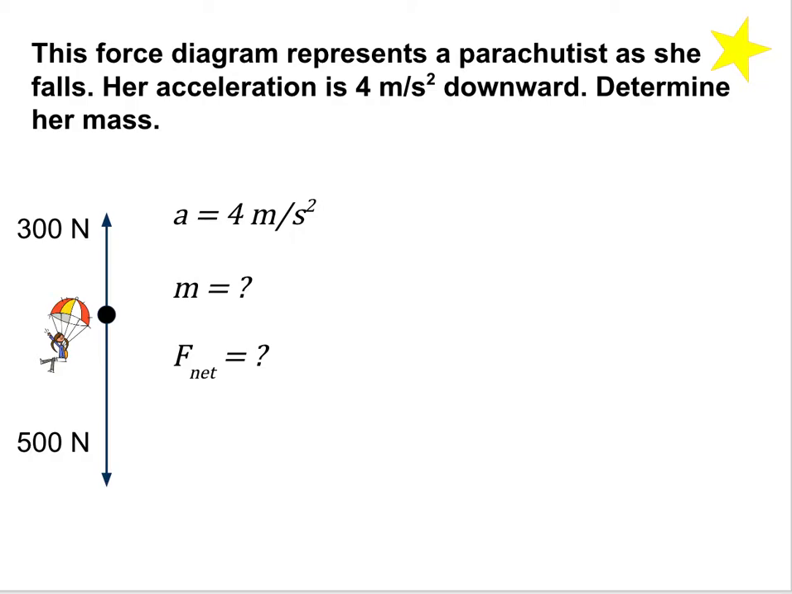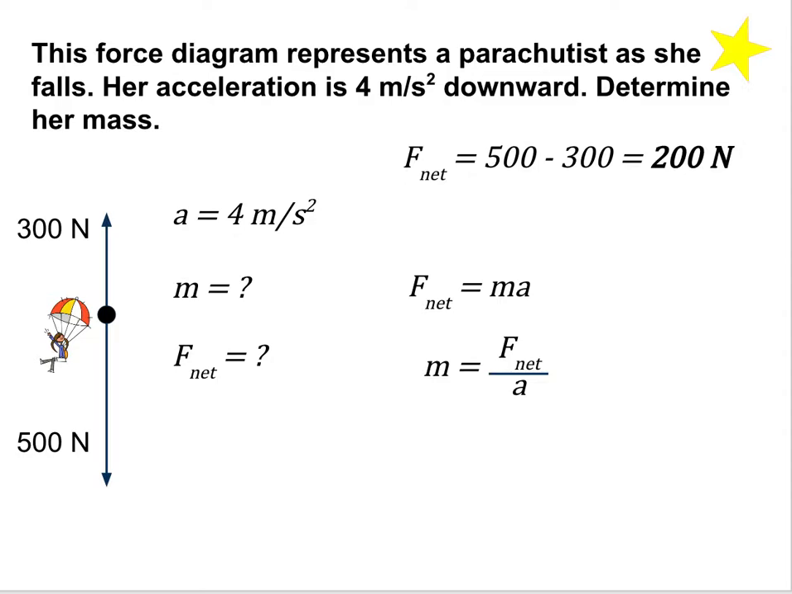So let's figure out that net force first. Remember that if arrows are pointing in opposite directions, we would subtract the forces. So that would be 500 minus 300, 200 newtons downward, that matches the direction of her acceleration as well. And then we'd be ready to use our F equals ma formula.